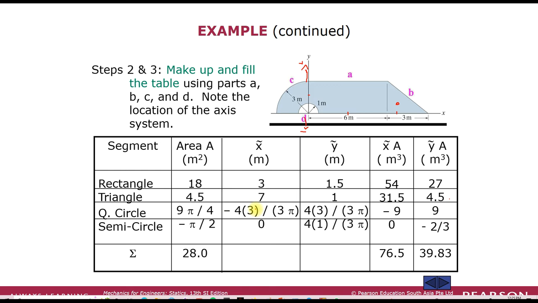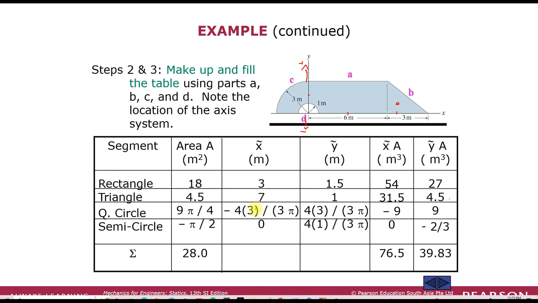Then we get 2.73 meters at x, and for y, we get the summation of yA divided by the summation of A, equal to 39.83 cubic meter divided by 28 square meter. We get 1.42 meters. So the position of the centroid is 2.73 meters at x, somewhere here, and 1.42 meters at y. That's all.